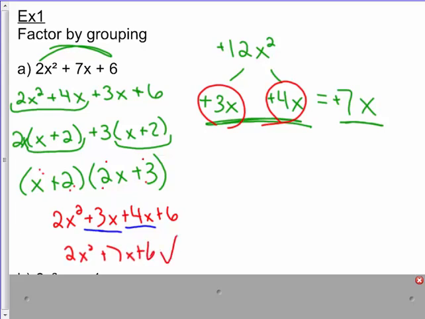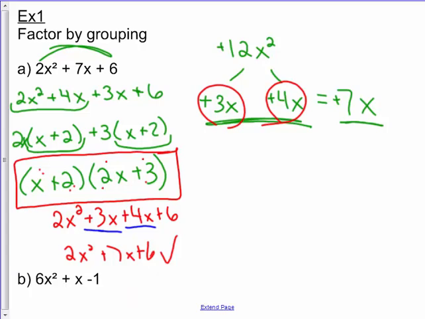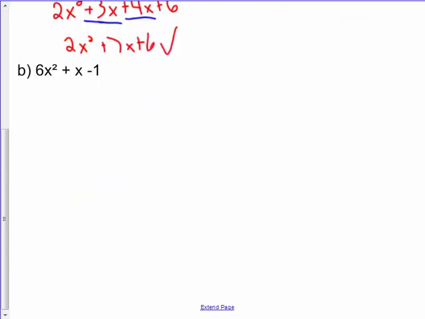started with. So what do I know? I know that x plus 2 and 2x plus 3 are the factors. That is my answer. So I'm going to do the same thing in B here.